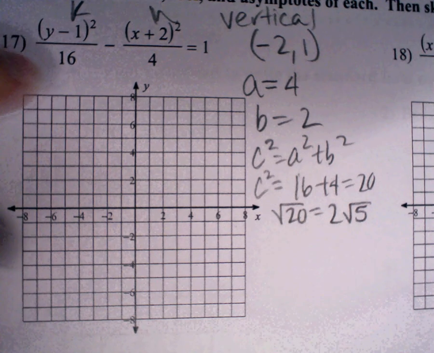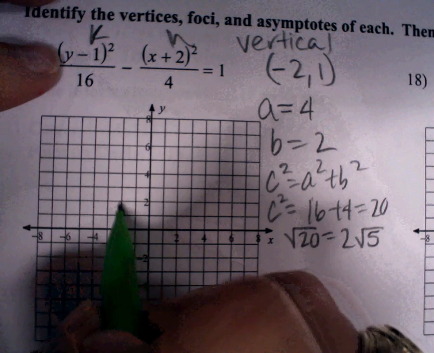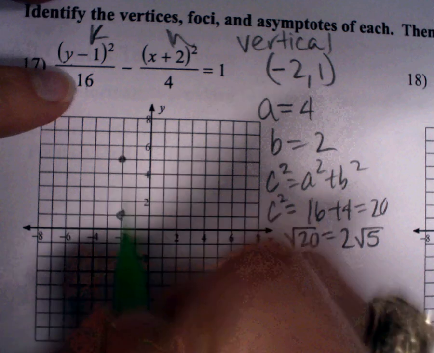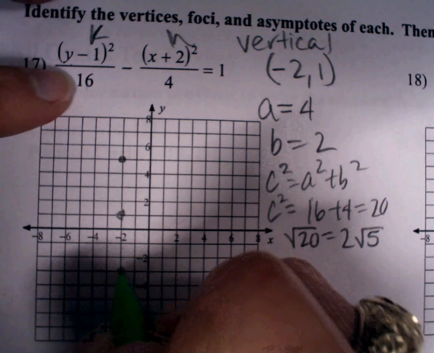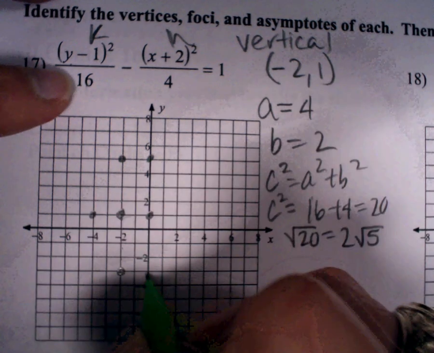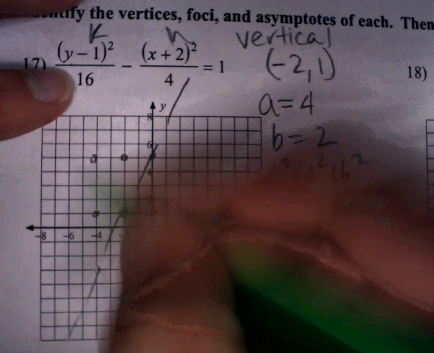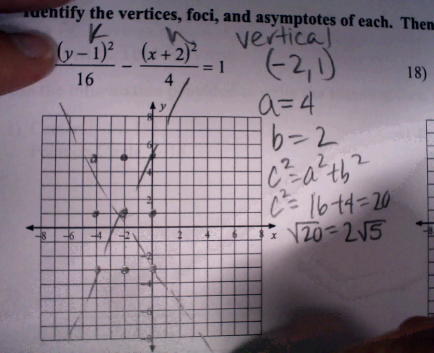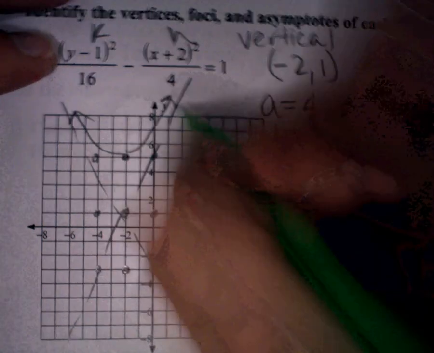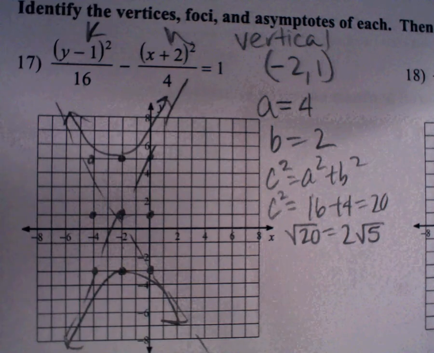So let's start graphing. Negative 2, 1 is here. My y is first, so I'm going to do my 16 first, up and down. So 1, 2, 3, 4. 1, 2, 3, 4. 2 right, 2 left. Create my box this way. Okay, and then I create my two hyperbolas, my whole hyperbola together.